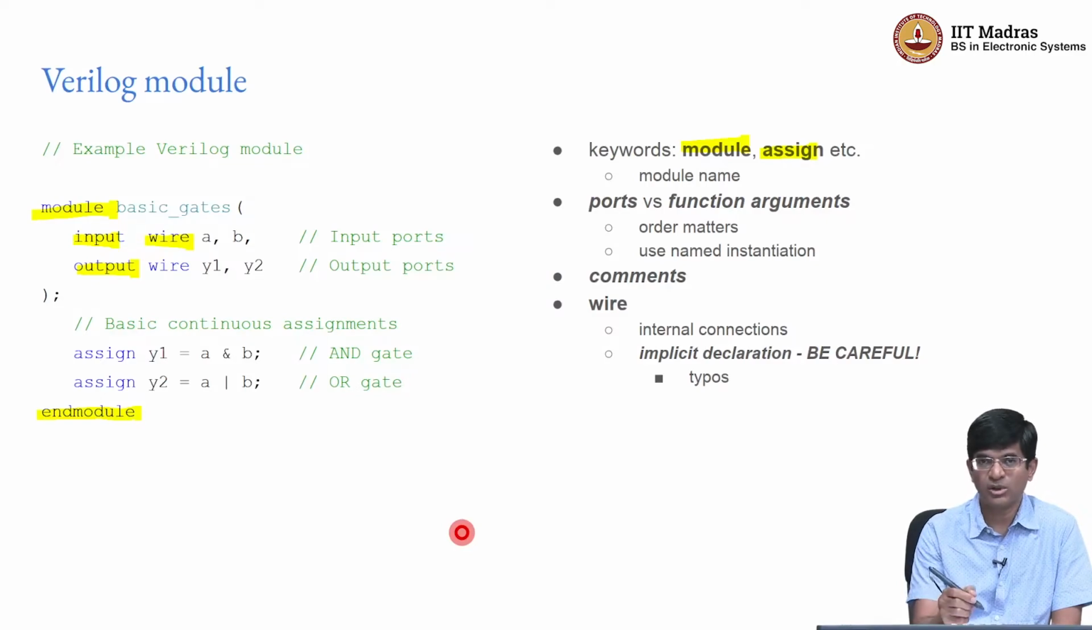But the point is that the number of ports in a Verilog module is typically significantly larger than the number of arguments that a function in a language like C or Python would have. Therefore, the idea of just putting down the list of parameters in sequence doesn't always work out in practice. It's always better to have this kind of named instantiation, as we will see later.